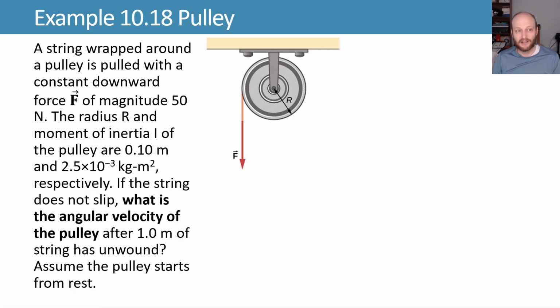Let's consider this pulley. We have a string wrapped around the pulley, and we're pulling downward with a constant force of F equals 50 newtons. I'm going to skip right away to making a free body diagram so that I can put that on there. Here's my free body diagram of the pulley. And then at the end, we're going to try and figure out what's the angular velocity after a certain amount of string has unwound. All right.